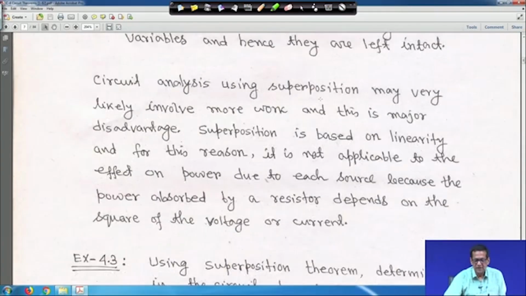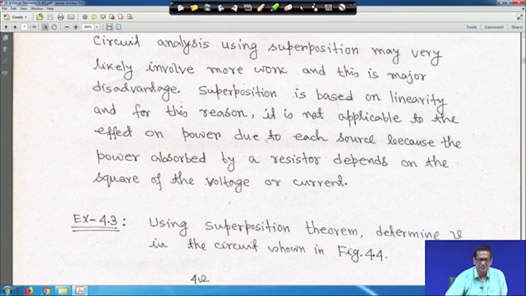Circuit analysis using superposition may very likely involve more work, and this is a major disadvantage. Superposition is based on linearity, and for this reason it is not applicable to the effect on power due to each source, because the power absorbed by a resistor depends on the square of the voltage or the square of the current. So, it is not applicable for power, but for voltage and current it is applicable, right.